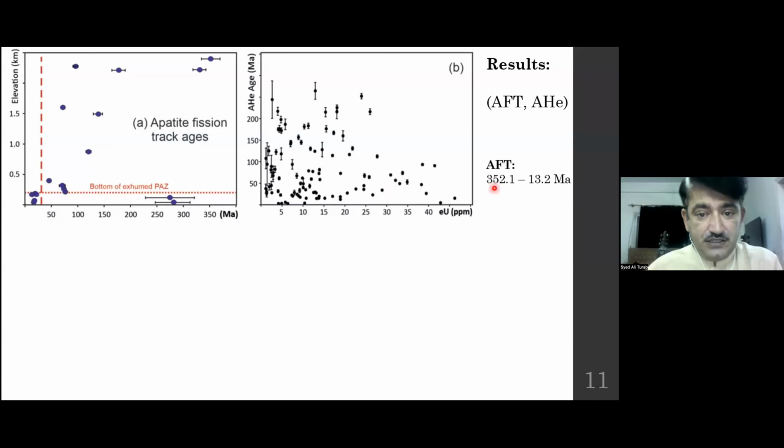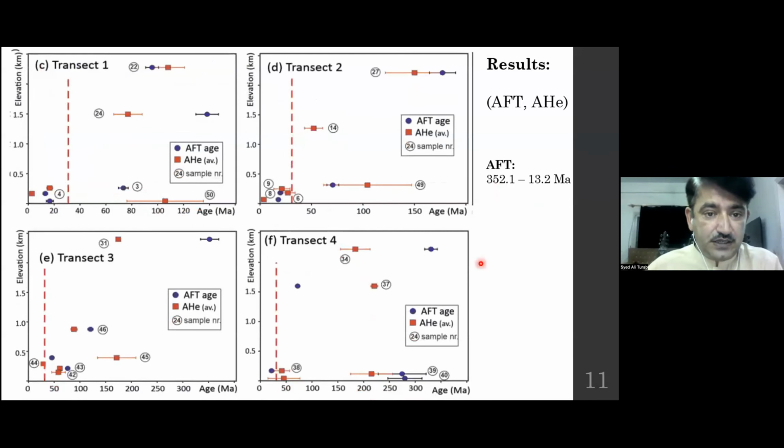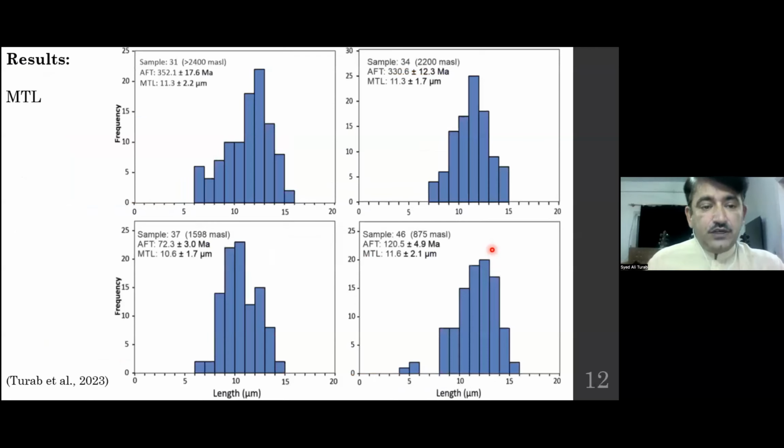Apatite fission track ages range from 352 to 13 million years. Okay, average apatite helium ages range from 220 million years to 2.9 million years. We were only able to get track lengths from 4 samples.